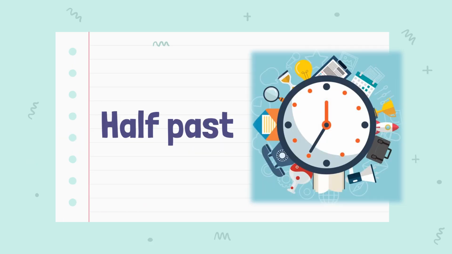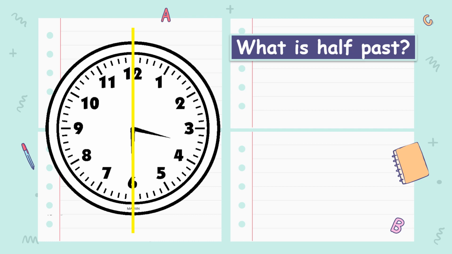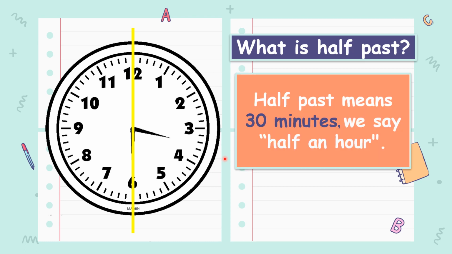Next, we're going to learn the words half past. So what is half past? Half past means 30 minutes. Sometimes we say half an hour. If you look at the yellow line, this is the meaning of half. Half of a circle. Okay, so this is 30 minutes.